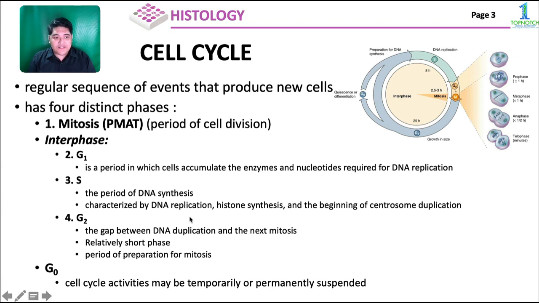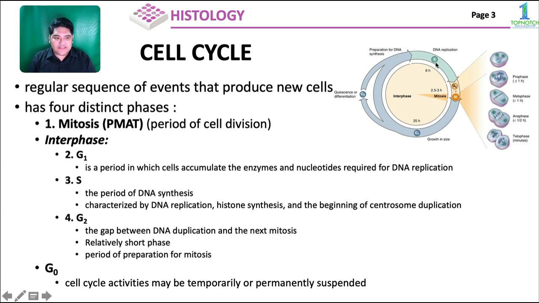And then yung second, third, and fourth, your G1, S, and G2, collectively they are known as your interphase. And then we have your G0. So your mitosis, this is the period of cell division, and we'll discuss this sa next slide. But let's try to dissect lang your interphase. So you have your G1 here. Okay, your G1 is a period where your cells accumulate the enzymes and nucleotides required for your DNA replication.